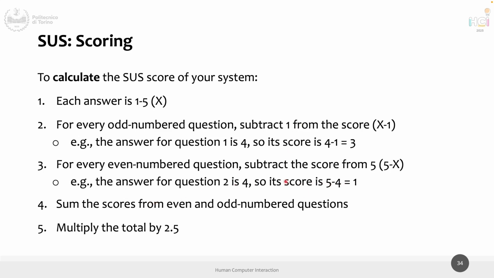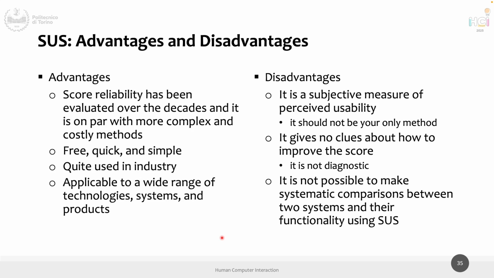And then sum the score from the resulting number, so 3 plus 1 plus etc., and multiply the total by 2.5. If you do this, you calculate the score that, again, if it's above 68, is above average.